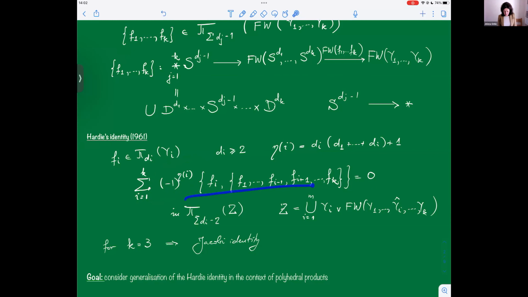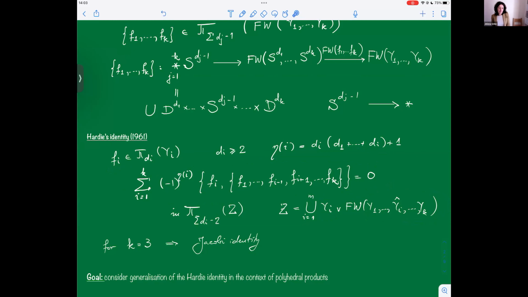This Whitehead product, if you want, sits in the homotopy groups of what I call here Z, and we obtain Z by simply looking at a fat wedge of all the codomains where we omitted the coordinate i, and then we wedge it with the codomain of the map f_i. Okay, so this is the generalization of the Jacobi identity. Namely, if we have only 3 entries, f_1, f_2, f_3, looking at this Hardy's identity, we recover the Jacobi identity.